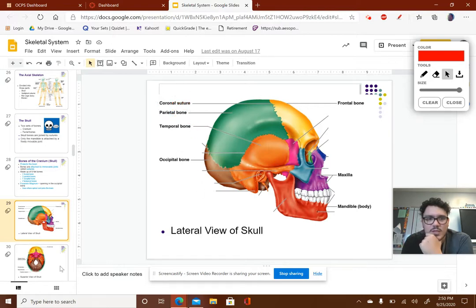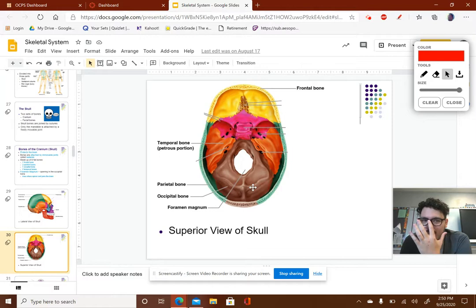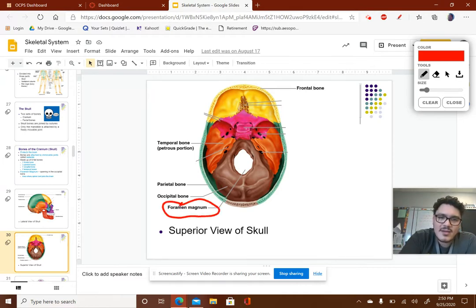Okay, moving on. This is just another viewpoint. This is as if you were holding the skull in your hand and you were looking straight into it. The only thing that we can see here that we haven't already seen in the last picture is the Foramen Magnum. Once again, that is this big hole right here. And what's going to be found in there? The spinal cord.